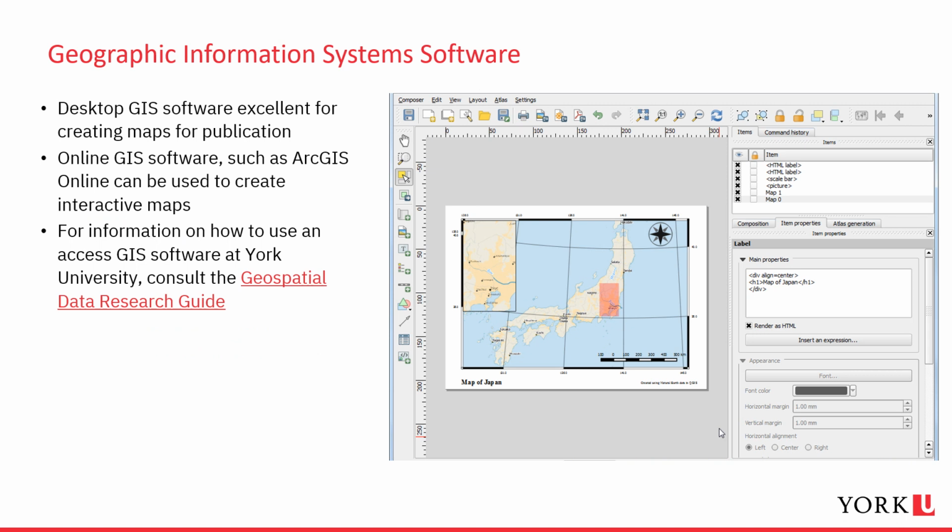Finally, another type of software that can create professional-looking maps are Geographic Information Systems, or GIS software. GIS software include tools like ArcGIS and QGIS. Although more complicated to use than the tools previously mentioned, GIS software has features that enhance abilities in creating sophisticated interactive maps. Please see the separate workshop on geospatial data and the Geospatial Data Research Guide for more in-depth information on GIS software.